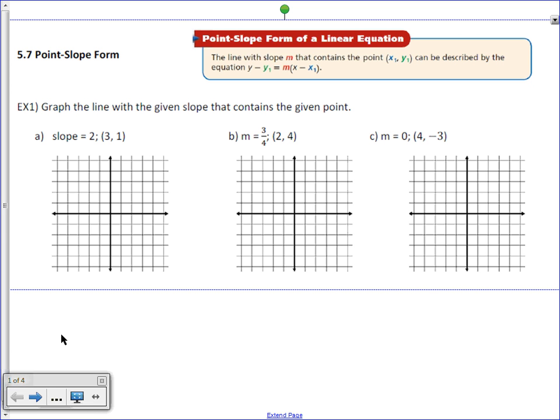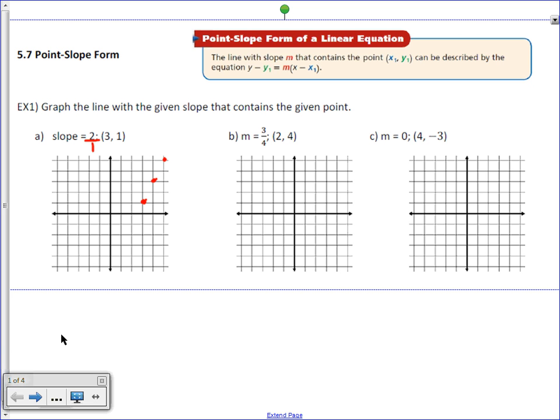The point that they give me in this first one is 3, so I'm going to count right 3. 1, 2, 3, up 1. That puts my point right there. Now, my slope is 2. Remember, we can always put a number over 1. So this tells me, remember it's rise over run, so I'm going to rise 2, run 1. That puts my dot right there.